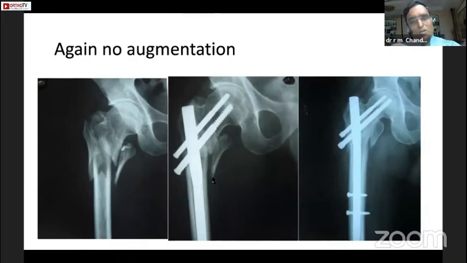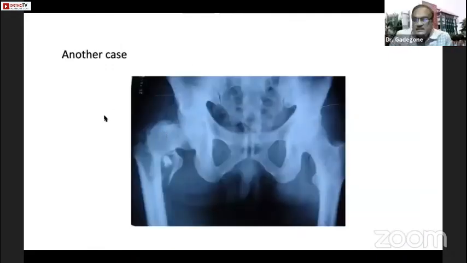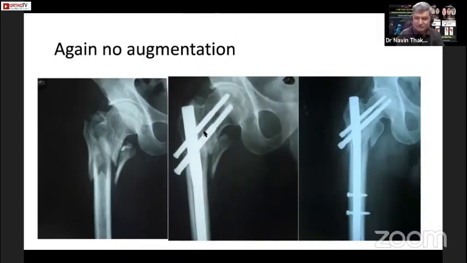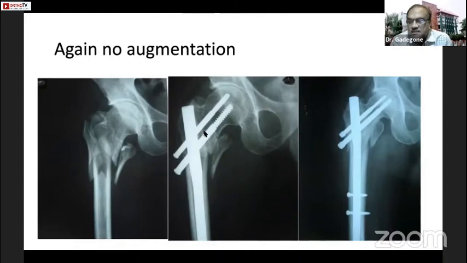However, a minor amount of collapse, a minor amount of varus, I would totally accept. That is the general rule with PFN fixation. So even shortening and varus, both cause pain and limp.